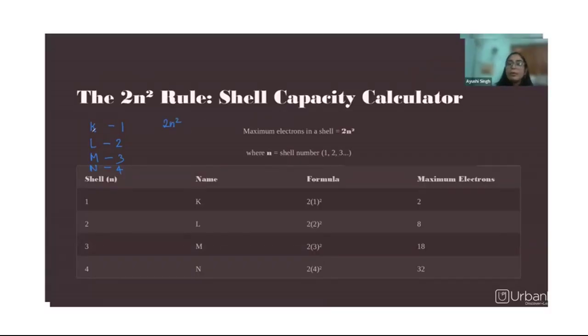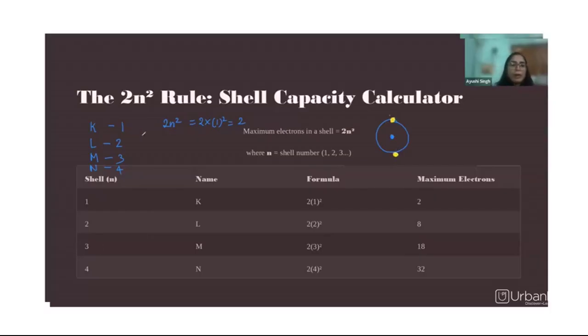If we talk about K, the first shell, it will have only 2 electrons in its shell. The K shell can have, let's draw it, let me draw the electrons maybe with another color. Only 2 electrons, maximum, either one or two.